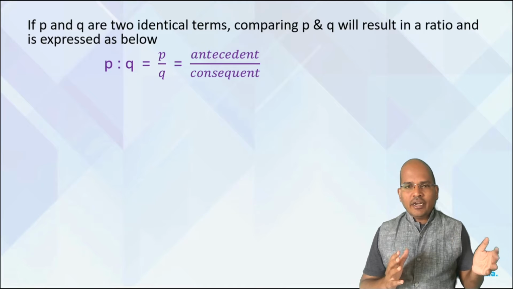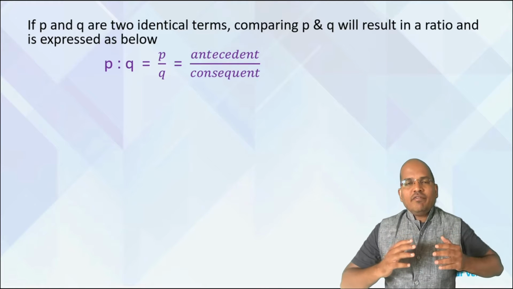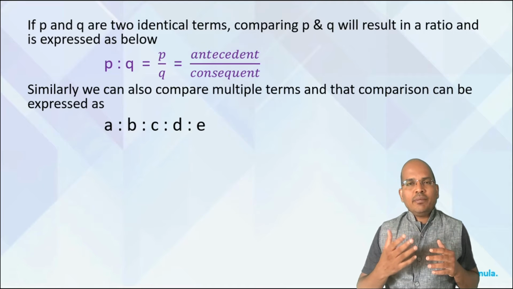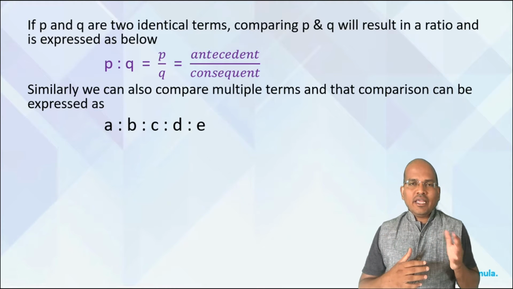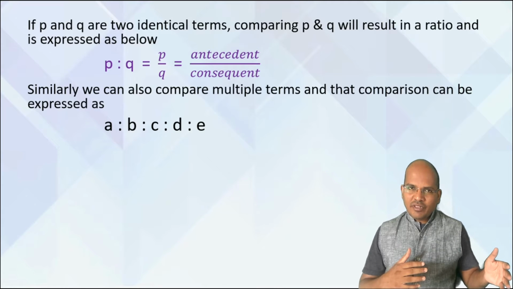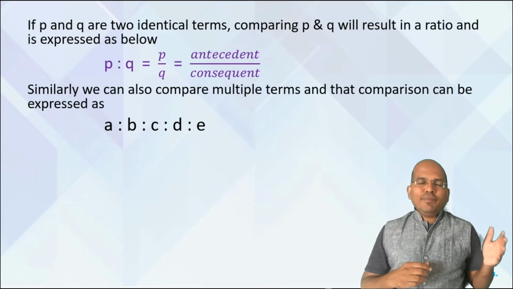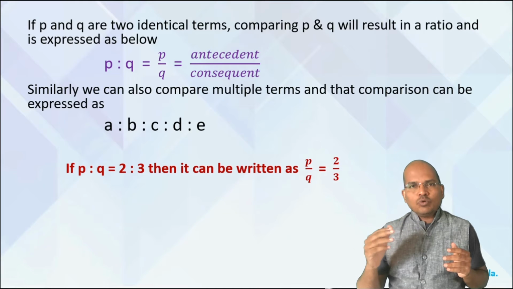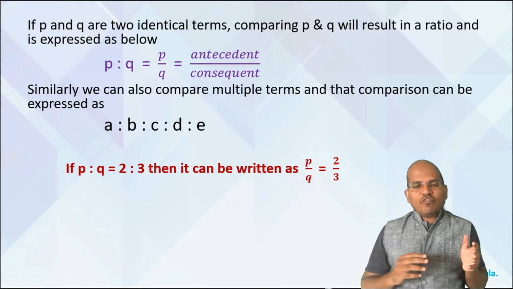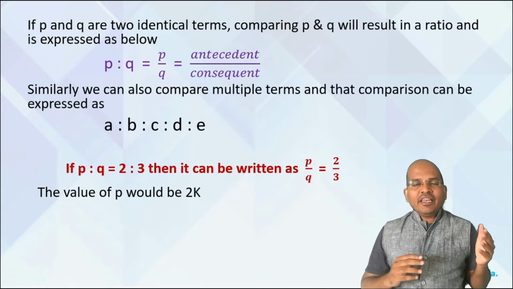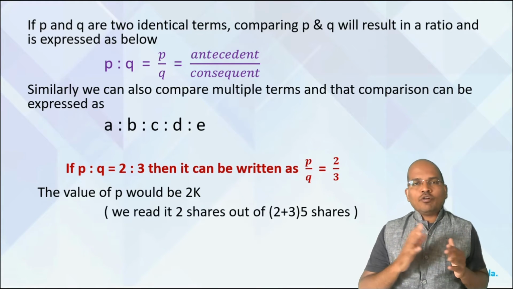Okay, so moving ahead, so we have compared two terms. We can also compare more than two terms. So when you compare A, B, C, D, E, we write it as A is to B is to C is to D is to E. Fine with that? So if P is to Q is 2 is to 3, then we can write that as P upon Q is 2 upon 3. Then what is the value of P? We can write the value of P is 2K, and we read it as 2 shares out of 5 shares.